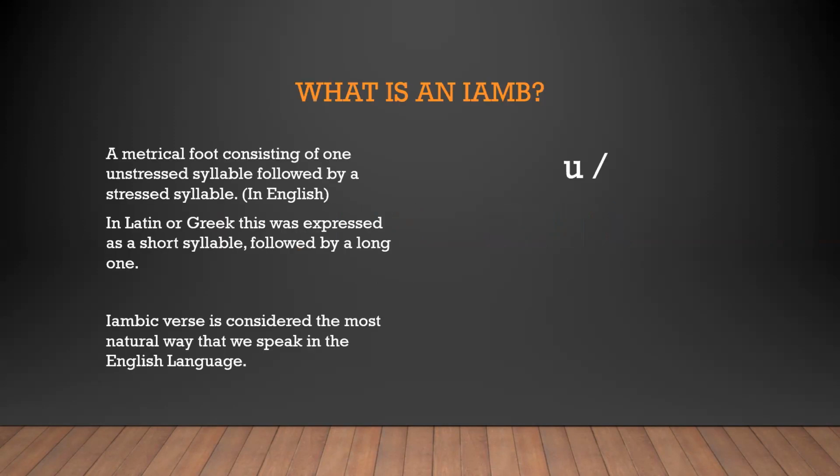First of all, what is an iamb? It's a metrical foot in poetry consisting of one unstressed syllable followed by a stressed syllable, at least in English. We have to remember that poetic meter exists in a lot of different languages. In Latin and Greek, for example, this was expressed as a short syllable followed by a long one. This is actually the exact opposite of a trochee, which if you're following along this course so far, you've seen, which was stressed, unstressed. And iambic verse is considered the most natural way that we speak in the English language, which is why it keeps getting brought up so many times in a lot of works of literature.